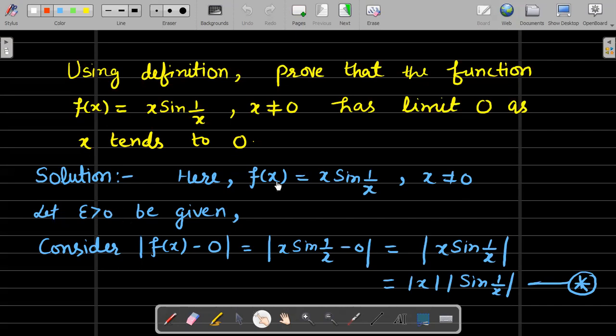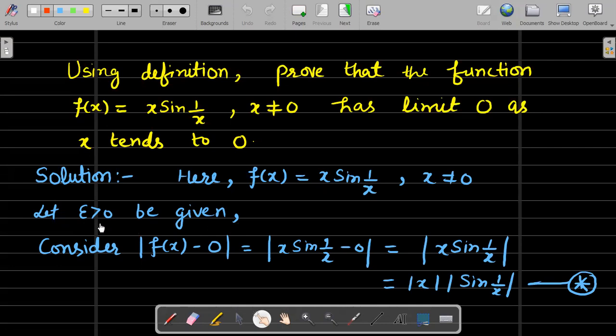And the solution is here: f(x) = x sin(1/x), x not equal to 0. We prove this result by the epsilon-delta definition. So we prove that for any epsilon greater than 0, there exists delta greater than 0 such that |f(x) - L| < epsilon whenever 0 < |x - a| < delta. For this, we choose: let epsilon greater than 0 be given.